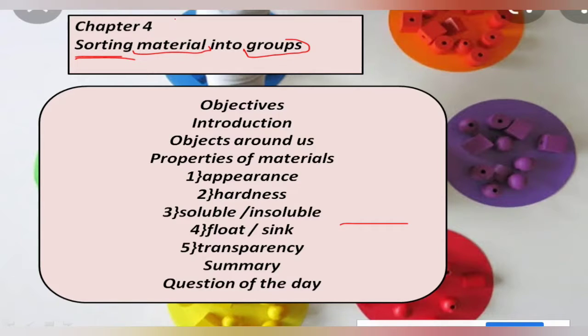Okay, so first let's talk about today's objective. We have already done chapter number 1, chapter number 2, chapter number 3, and here we are with chapter number 4. The objectives are introduction of this chapter, objects around us, and properties of material. First is appearance, second is hardness, third is soluble and insoluble, fourth is float and sink, fifth is transparency, and then we are going to talk about the summary and then the question for the day.